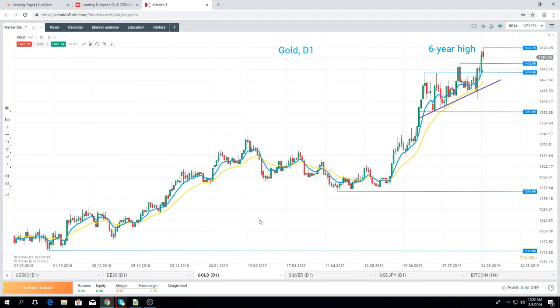We've seen safe haven flows in other assets, such as gold, which hit a 6-year high just this morning at 1474.70. And you can see the market has been pushing higher quite strongly in recent months, ever since it started to price in the chance that the Fed are going to cut rates.